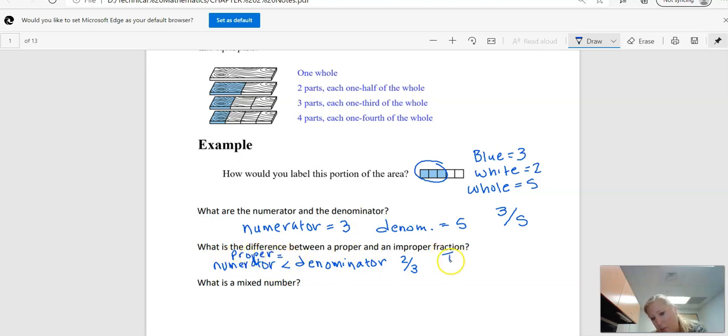Okay, in an improper fraction, it's the opposite. Your numerator is larger than your denominator. An example of that would be 4/3. Okay, a mixed number is like 2 1/3. It has a whole number and then a fraction attached to it.